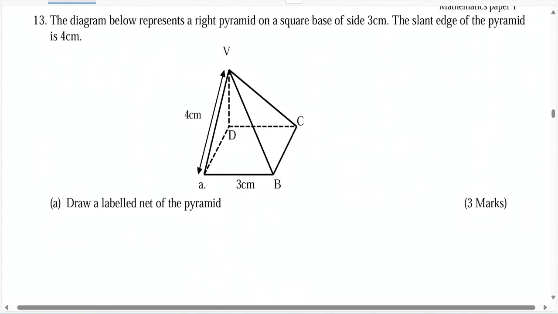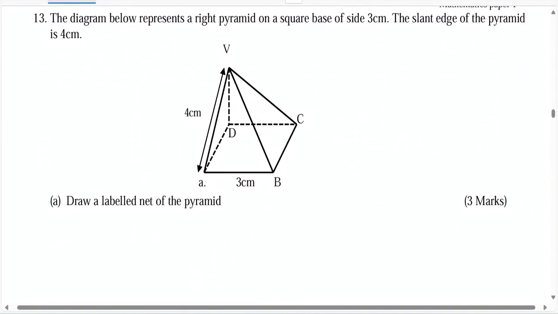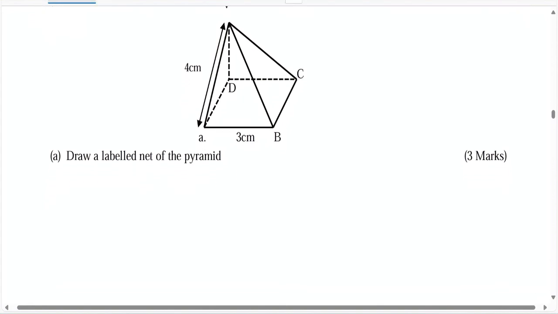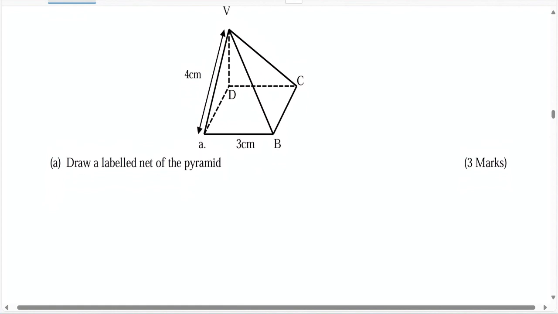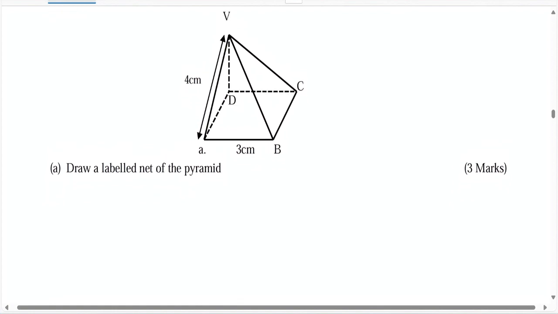Question 13. Question 13 says the diagram below represents a right pyramid on a square base of side 3 cm. Full stop. The slant edge of the pyramid is 4 cm. Question A, draw and label nets of the pyramid. Usually kwa hii swali sidhani kama nitawachorea using scale, but you should scale it. Sawa, wafaa ufanye scaling. So lakini nitawachorea tu net.